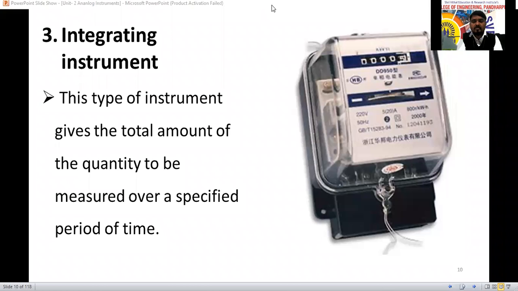Integrating instrument. One example I will give. Suppose in your family, your father is earning a monthly salary of 45,000. Per month 45,000 they are earning. The indicating instrument means it is going to indicate how much the salary is, just 45,000 it is going to indicate. That is called indicating instruments. I am just giving the example here. Now I will write 45,000 here.